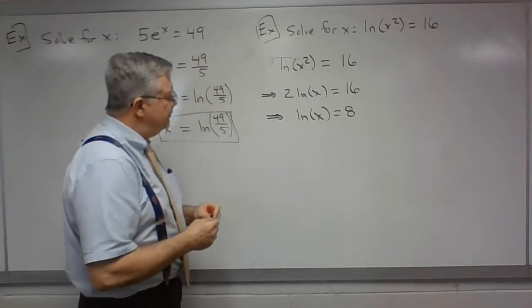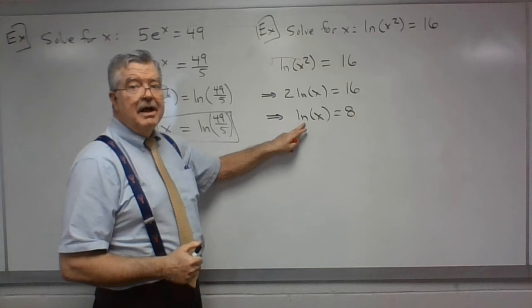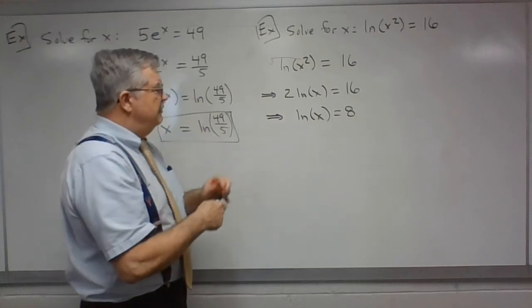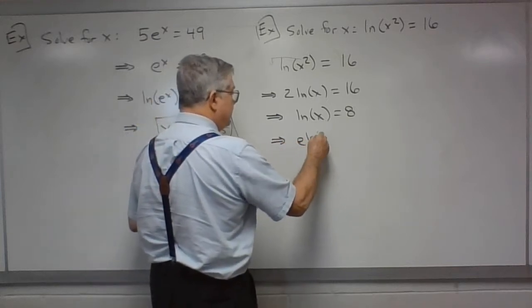Oh, this is so easy. All we have to do is get rid of the natural log, and how do we do that? Use both sides of the equation as the exponent for the exponential function.